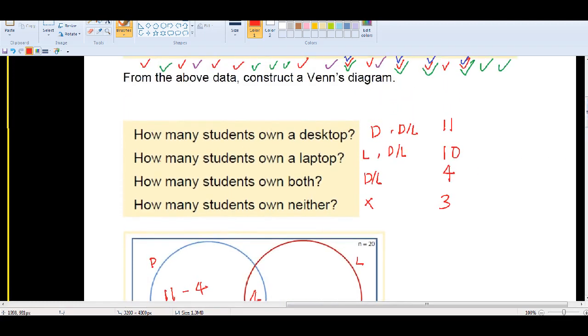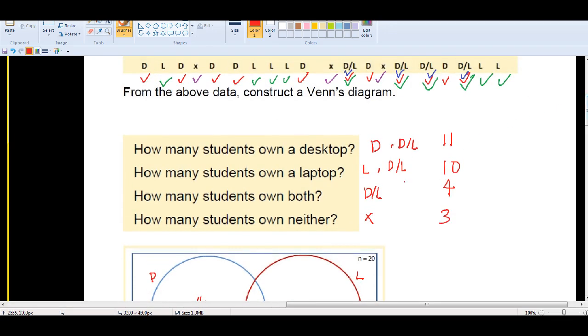Let me say again, that's very important. Let's see how many students own a desktop. That's 11, because students who own both a desktop and a laptop are also included in this number. So that number 11 includes students who own a desktop only and also those who own a desktop and laptop.